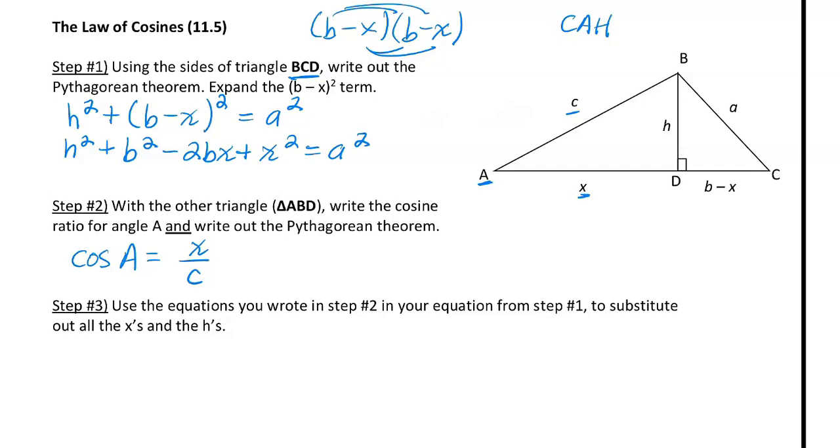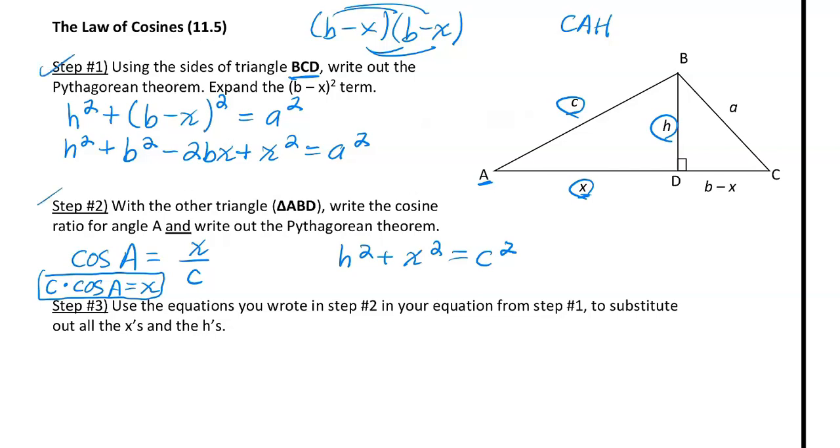Now, I'm going to solve this in terms of x. So if we multiply both sides by c, we would get c times cosine A equals x. I'm going to put a box around that, keep that handy. And then it also says write out the Pythagorean theorem. So the Pythagorean theorem would be h squared plus x squared equals c squared. So that's done for step two. We've done the first two steps.